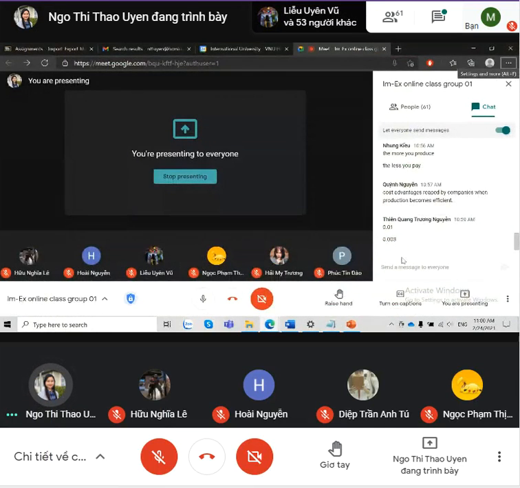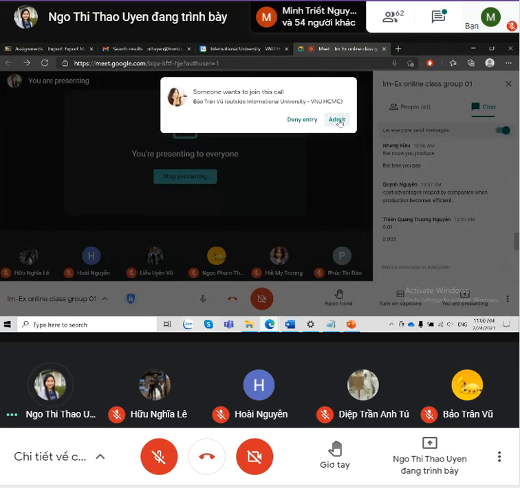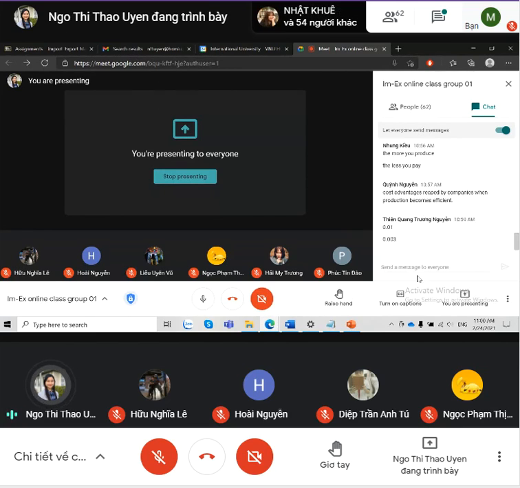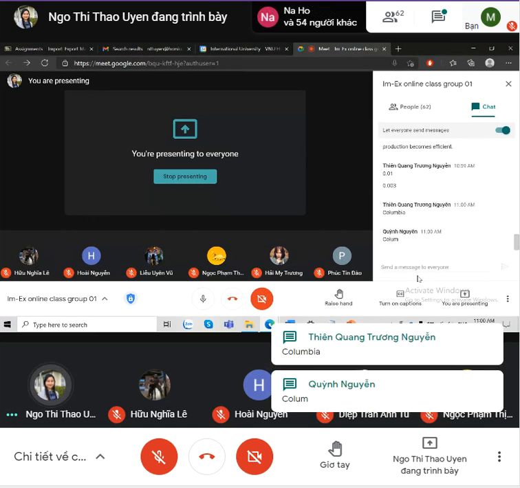Which country has comparative advantage in producing roses? Everyone? It takes the US 0.01 computer to produce one rose, but in Colombia, it takes them 0.003 computer to produce one rose. So which country has comparative advantage in producing roses? Colombia. Other ideas?